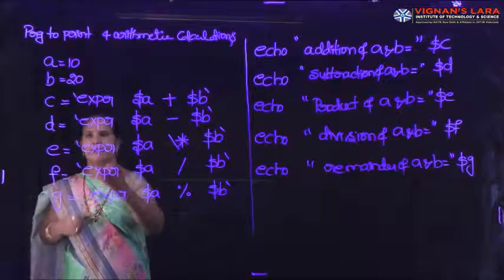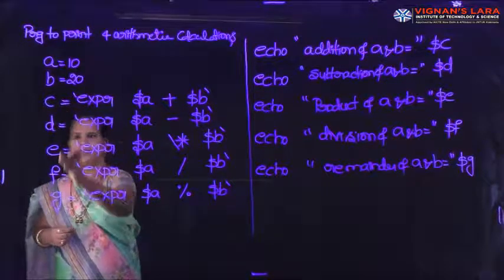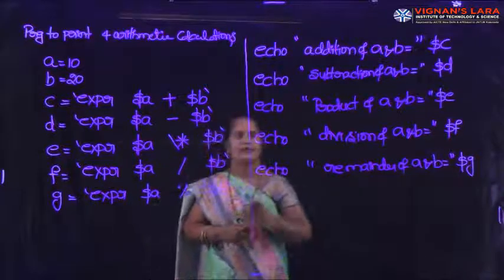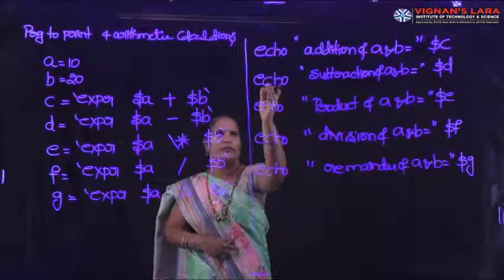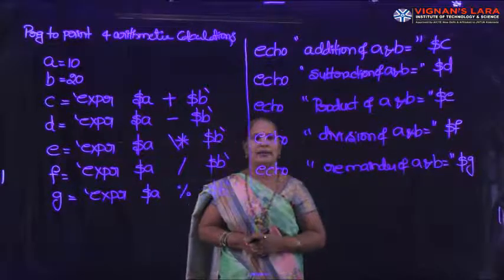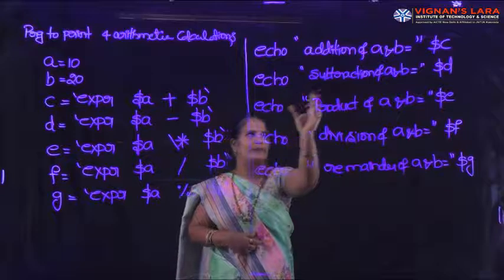In order to get the values of these variables C, D, E, F, G, that is, to print any value, the statement in the Unix operating system is echo. This is just like the printf statement in C language: echo space message.